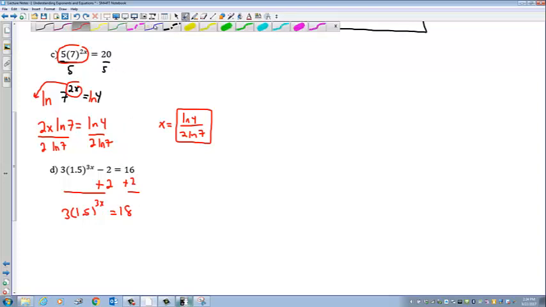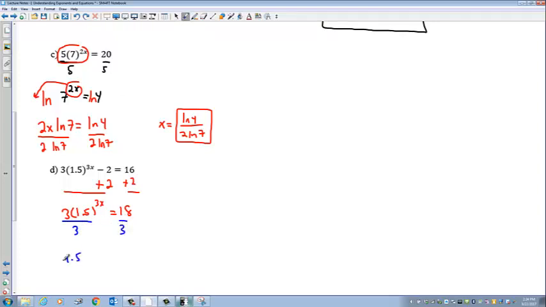So in order to solve for x, first we need to get rid of the 3. So we'll divide out by the 3, both sides. And this will lead us to 1.5 to the 3x is equal to 6, because 18 divided by 3 is 6. Next, we'll ln both sides. So we're going to ln the 1.5 to the 3x. And then we'll ln the number 6.